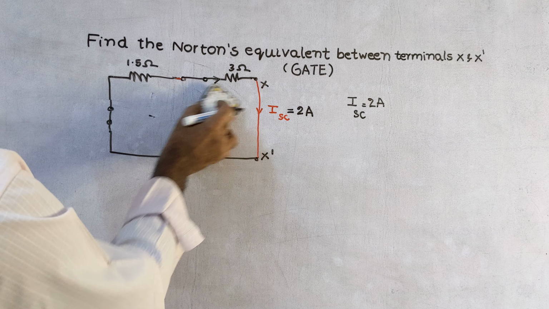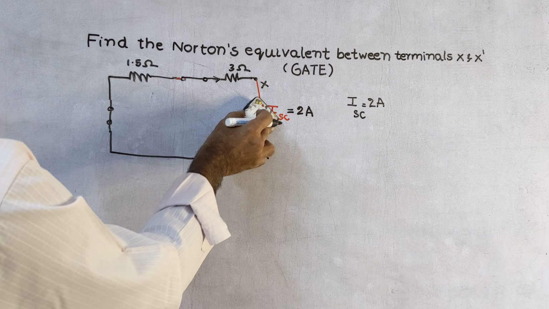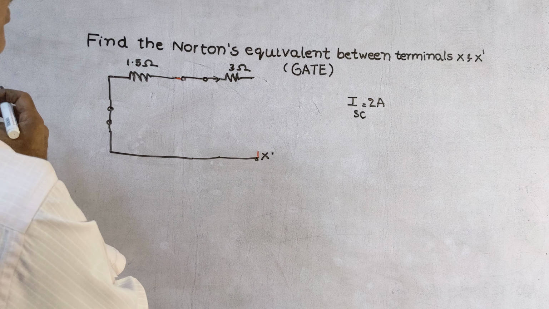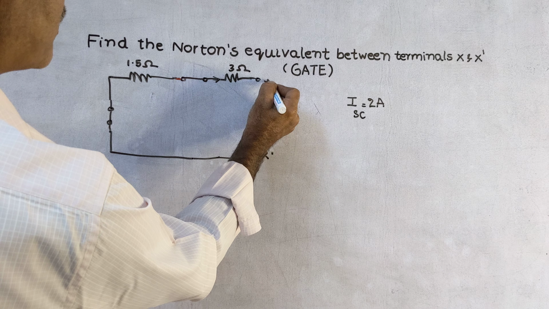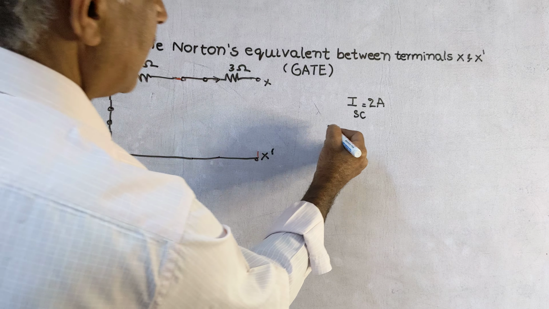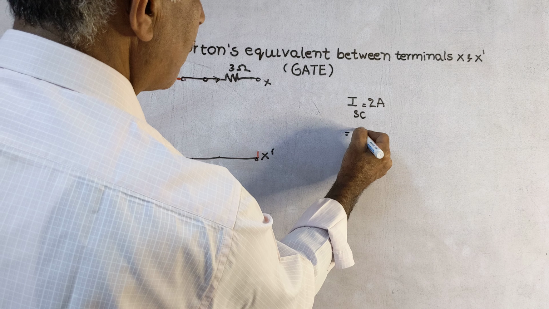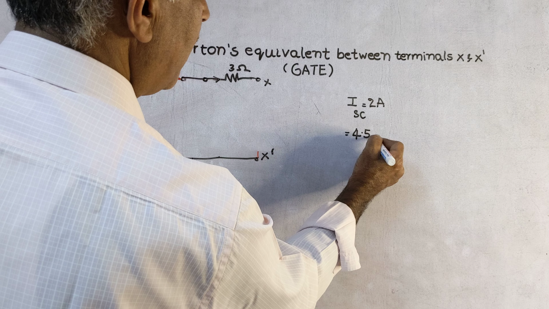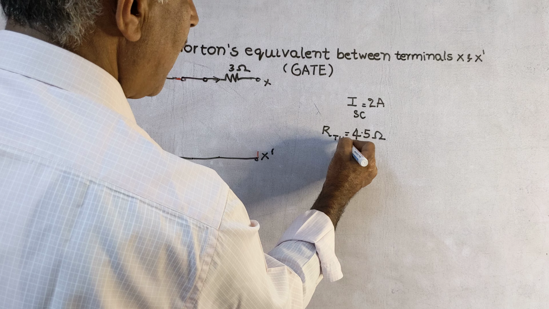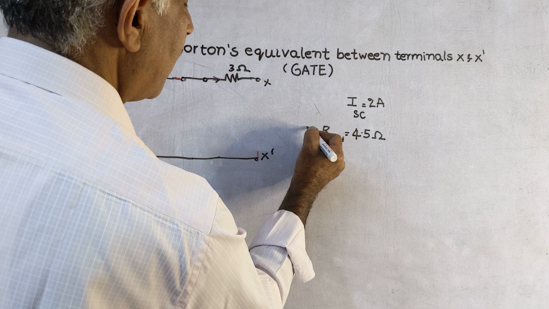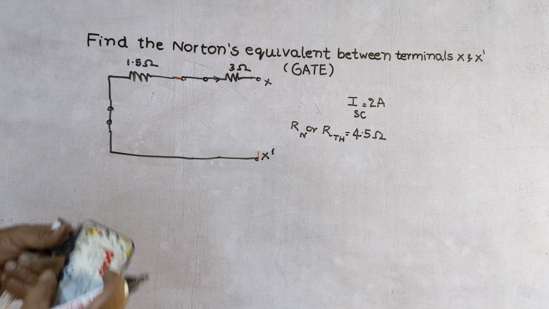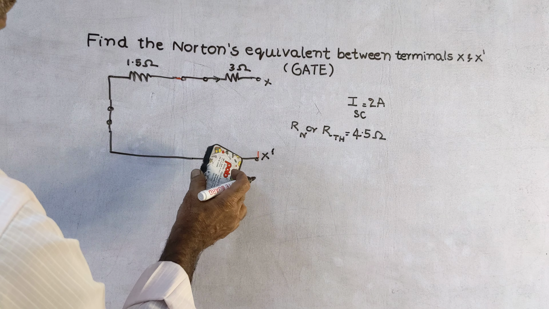Now, what is the resistance in the circuit? Between X and X dash it is 3 plus 1.5, that is 4.5 ohms. So 4.5 ohms is the resistance. You can also call this R Thevenin or R Norton, one and the same.